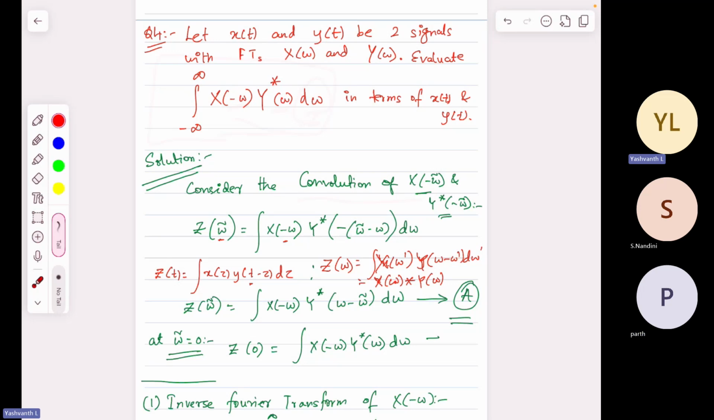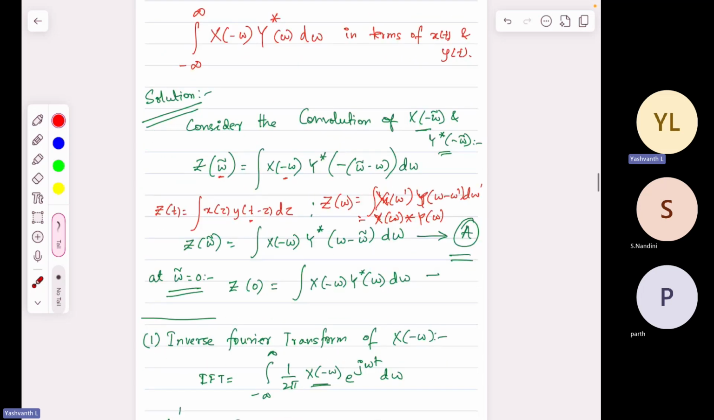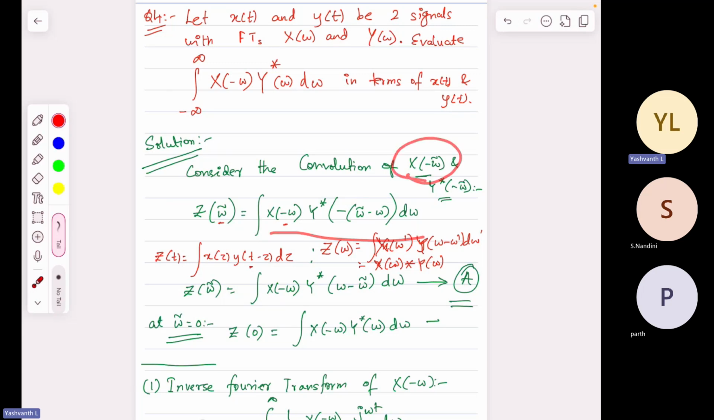Okay. Now, if I bring in the convolution property, convolution in the frequency domain means multiplication in the time domain, basically the corresponding inverse Fourier transforms will multiply in time domain. So first, I identified which two signals I should convolve in the frequency domain so that the convolved answer will be helpful to find the actual answer. So what did I do? I took X of minus omega and Y conjugate of minus omega.